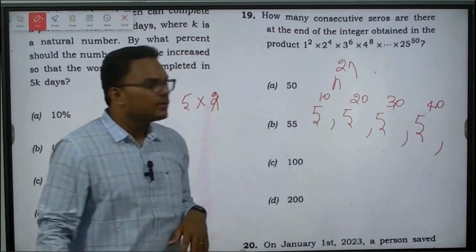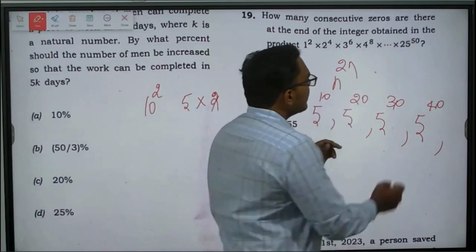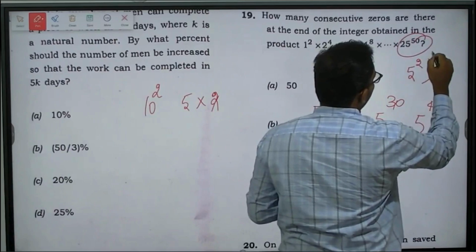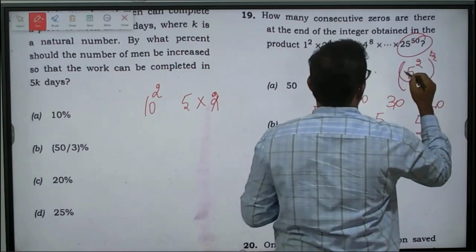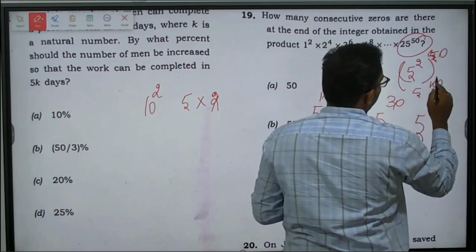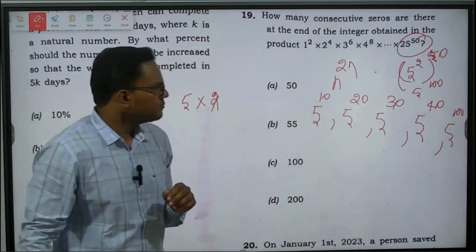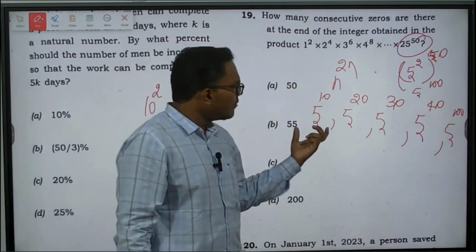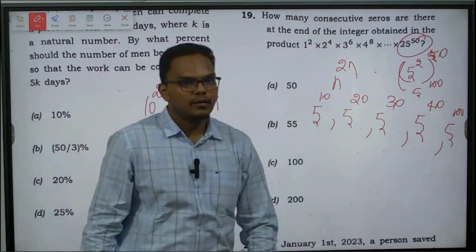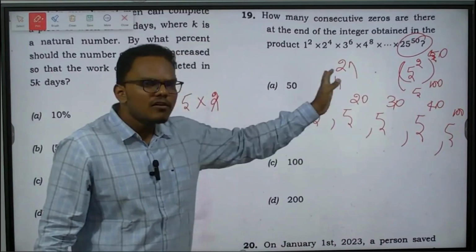Your 25th term is nothing but 5 square into 25. So your 5 square into 25 is how much? 25 can be written as 5 square, into 50. So it is nothing but 5 power 100. So you have 5 power 100 here. So for the 5 term, you have 5 power 10, 5 power 20, 5 power 30, 5 power 40, 5 power 100.